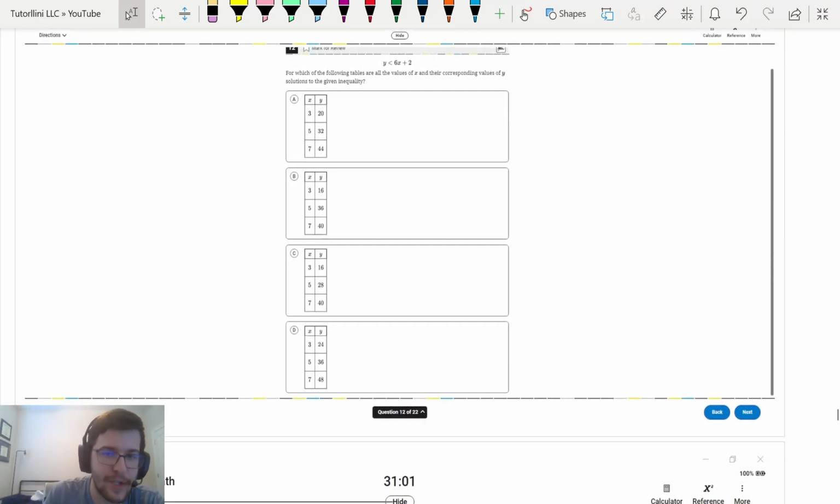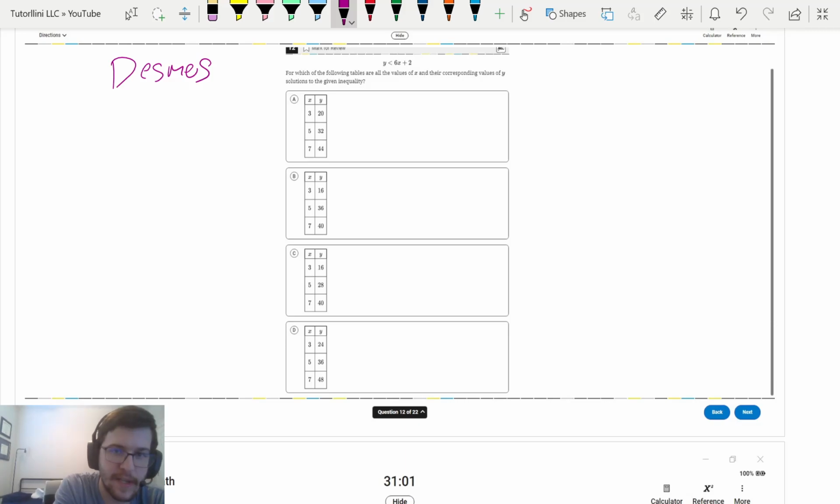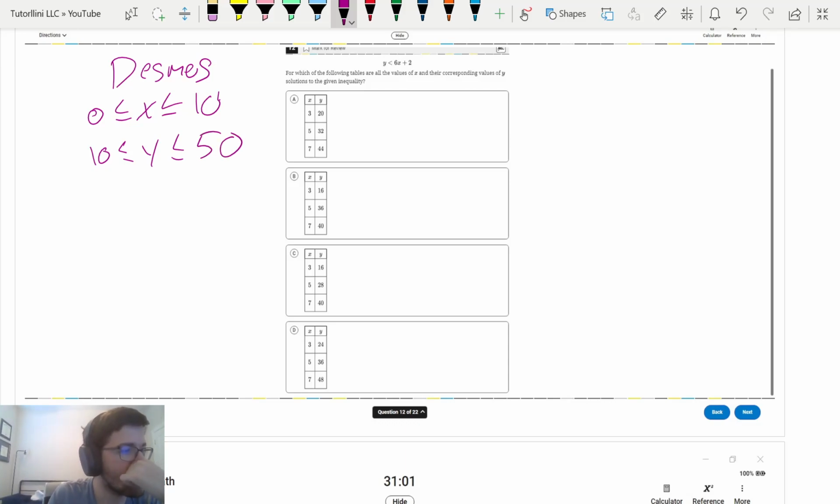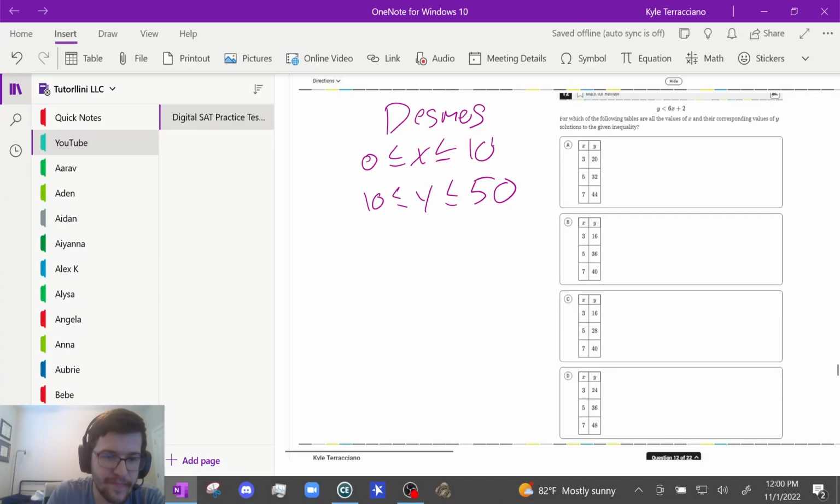All right, this one you could just plot on Desmos and look at it. That's what I would do here, just like I did on the previous question like this. I noticed that all these x values are between 0 and 10, so I'm going to do 0 is less than or equal to x is less than or equal to 10. And I noticed that all of these y values are between 10 and 50, so I'm going to do 10 is less than or equal to y is less than or equal to 50. Okay, so let's go to Desmos.